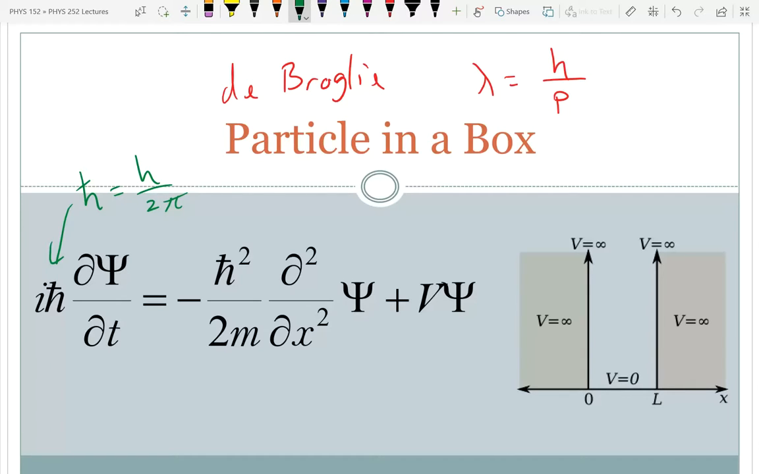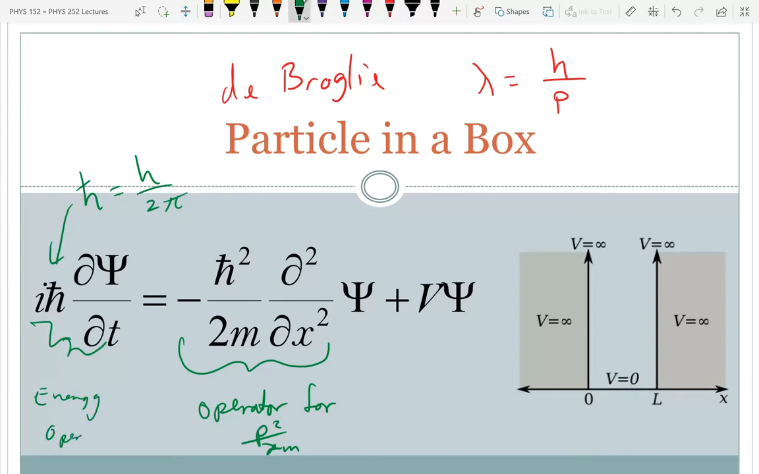Now, going to the next one, the minus h bar squared over 2m times the second derivative. That is what we call an operator for momentum squared over 2m. Operators are functions that act on a function. And so over here we have the energy operator. And this here is the potential energy operator, which is boring.